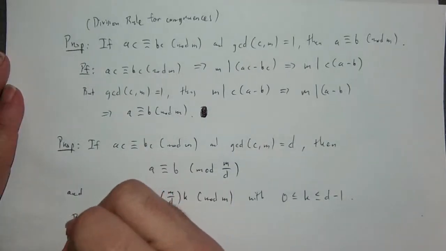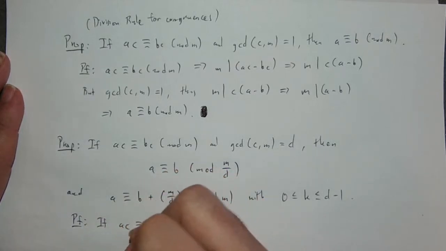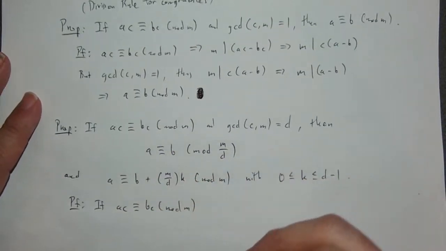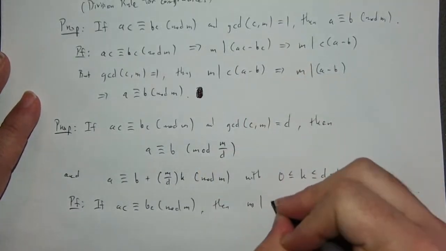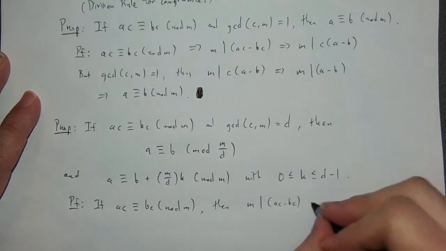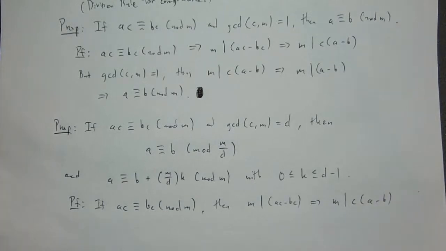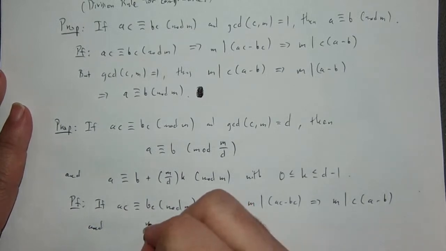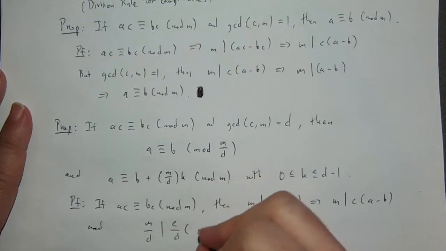Okay, so the proof of this is actually really easy. So if AC is congruent to BC mod M, then as in the previous proposition, M divides AC minus BC, which implies, as before, M divides C times (A minus B). And from this expression, M over D divides C over D times (A minus B).